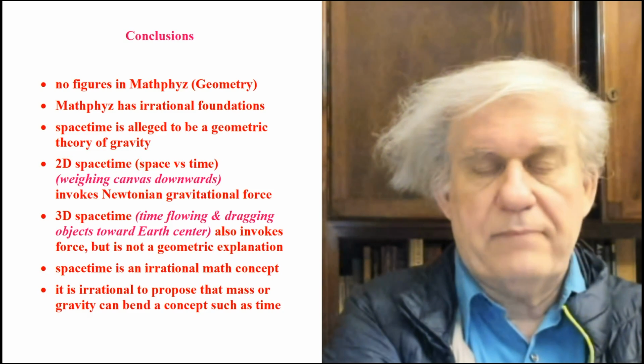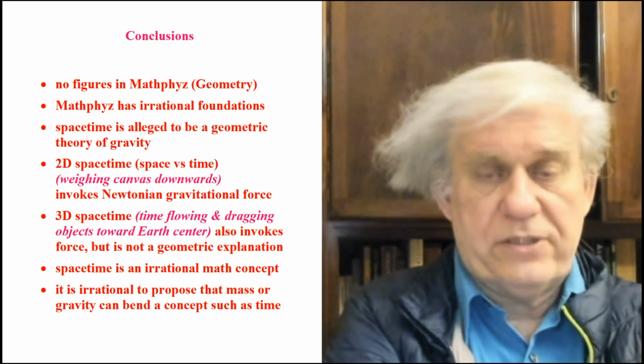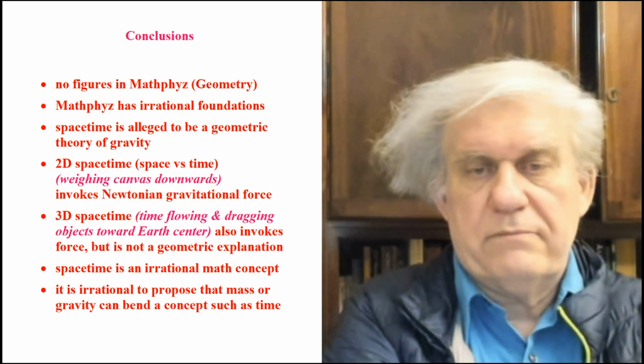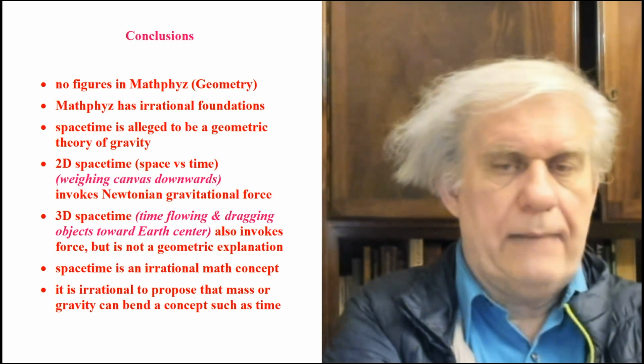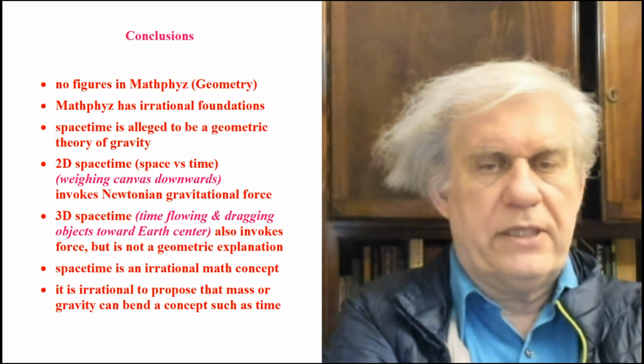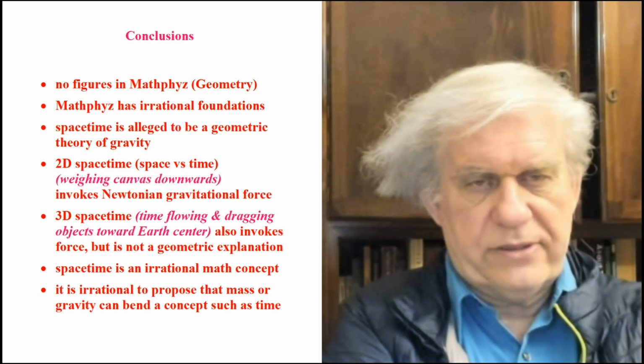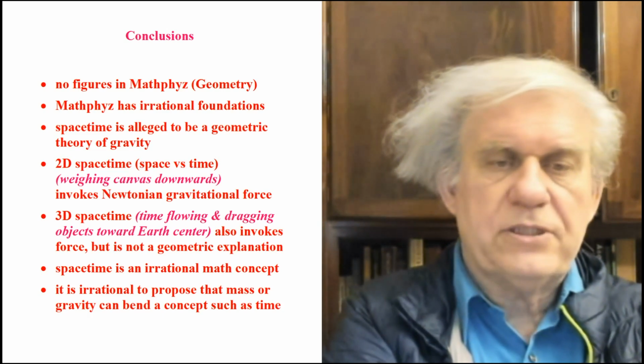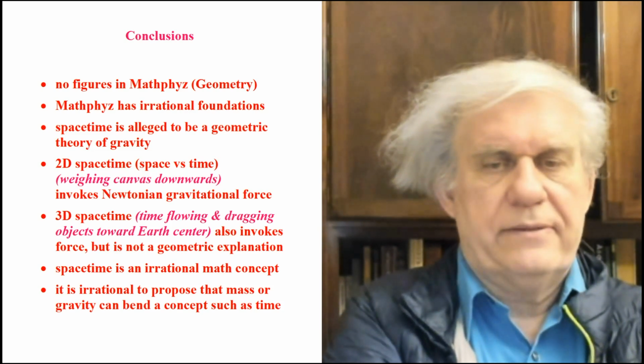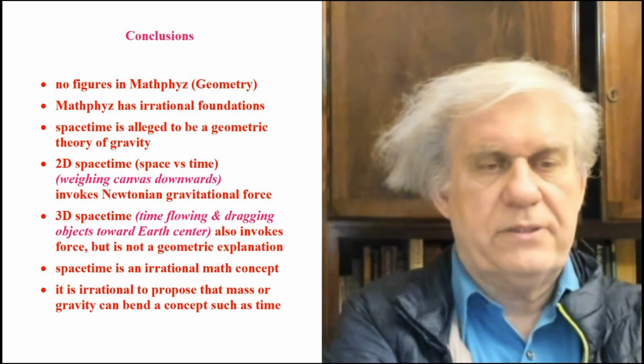And so math physics is based on geometry, especially general relativity, and it's based on irrational foundations because we don't have a single object. Physics is done with objects and they don't have a single object. What they have is locations and itineraries. Space-time is alleged to be a geometric theory of gravity. That's what they claim, that's what they boast about.